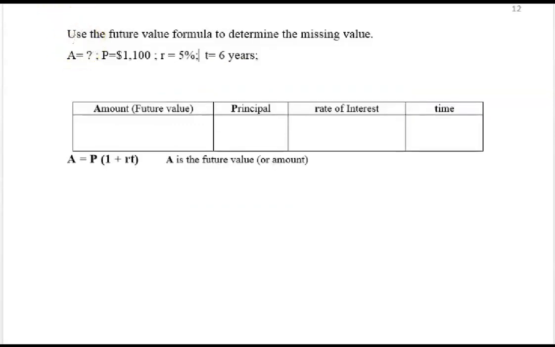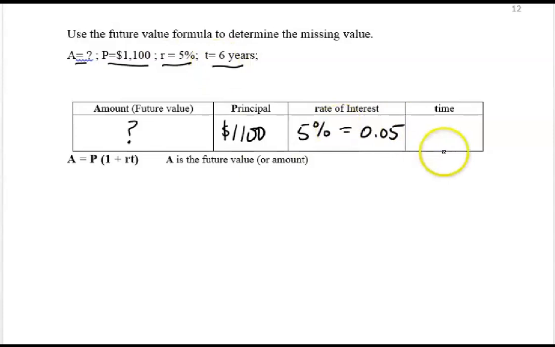Use the future value formula to determine the missing value. So we're trying to determine the missing value for the future value. And you see that we have the future value formula here at the bottom. We're given the principal, that's $1,100. We're told that the rate is 5%, so we will convert that to 0.05, and the time is 6 years.